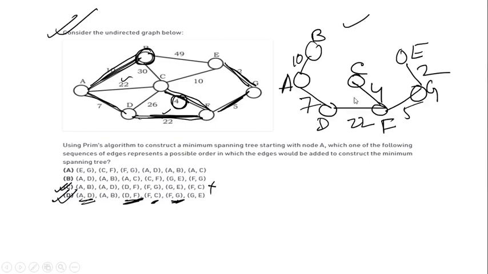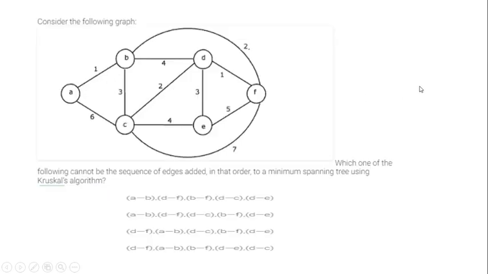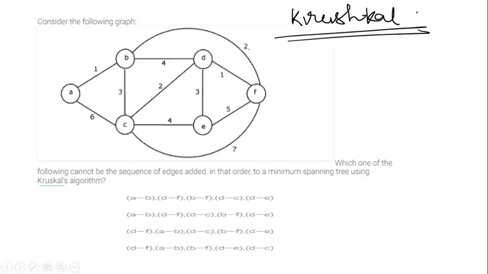Okay. Now let us solve one problem of Kruskal, which I taught day before yesterday. So in Kruskal's algorithm, what happens? Kruskal's algorithm is random stuff. You can visit any vertex, any edges. So let's start here with the first option, which is AB. Okay, fine AB, no issue. Then DF. So in Kruskal, you can randomly choose any pair of vertices and any edge. So AB is fine, no issue.